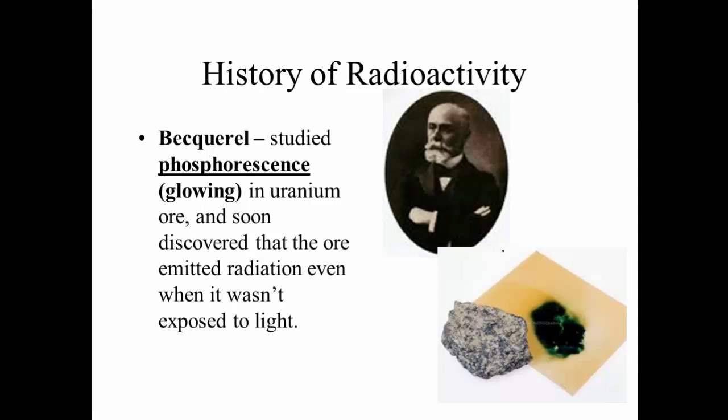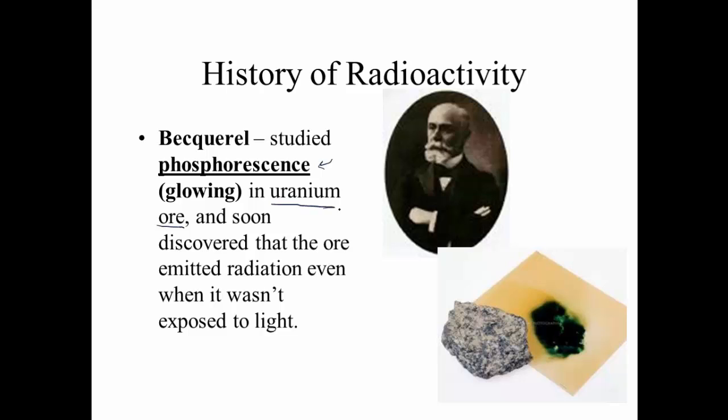We're going to talk a little bit, not much, about the history of radioactivity. The first person who really discovered radioactivity was Henri Becquerel. He was studying something called phosphorescence, which is a fancy word for glowing, and he was studying it in uranium ore, which is basically a rock of uranium that isn't pure, so it contains some uranium. And he discovered by studying phosphorescence that if you expose uranium ore to things like sunlight, it'll glow.